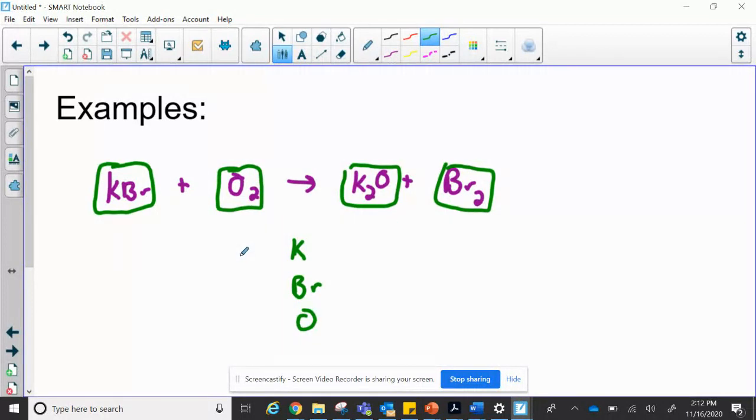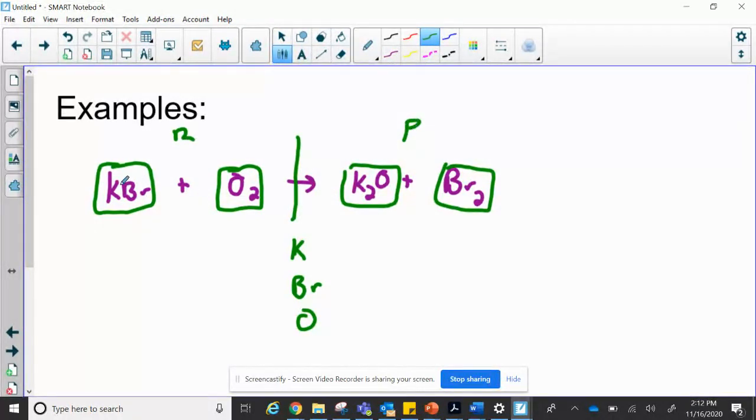Now what I'm going to do is I'm going to do a count on both sides. I'm going to look at how many Ks I have on the reactant side of the equation. So I'm going to pretend there's a line right here, and I have my reactant side, I have my product side.